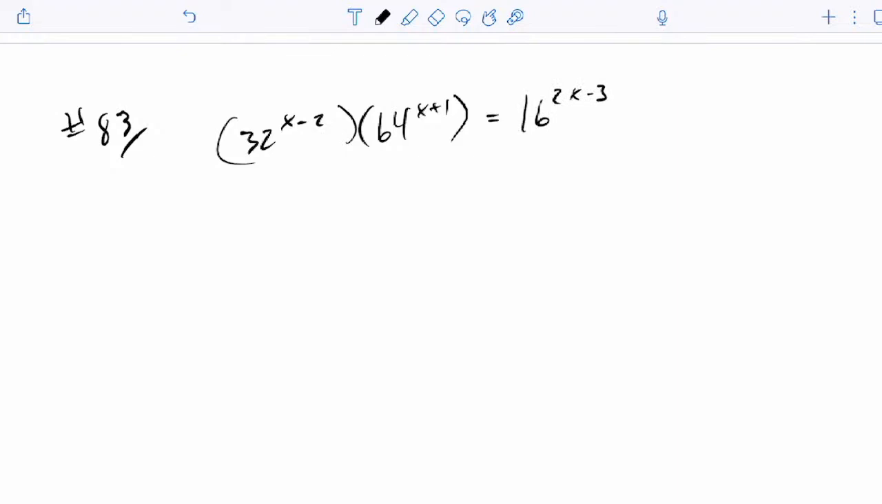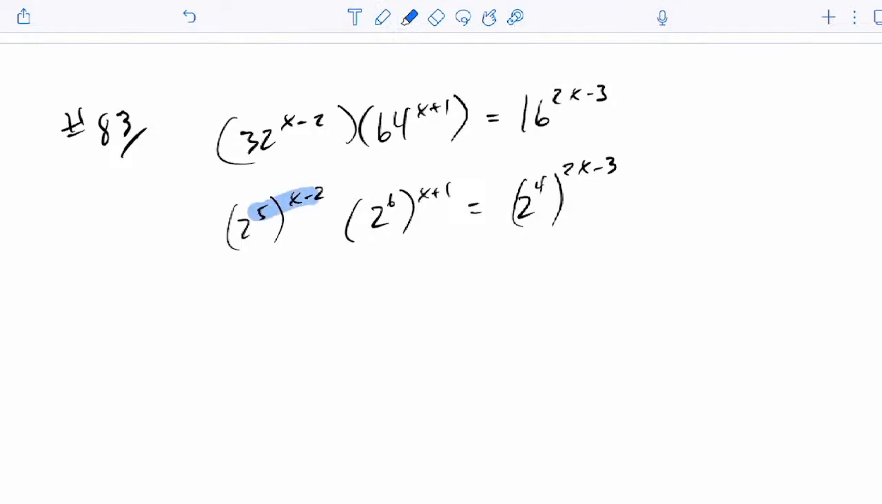So 83 is like an exponential equation question. Looking at it, you want to get a common base for everything. So the common base is 2. So I'm going to change everything to a base of 2.